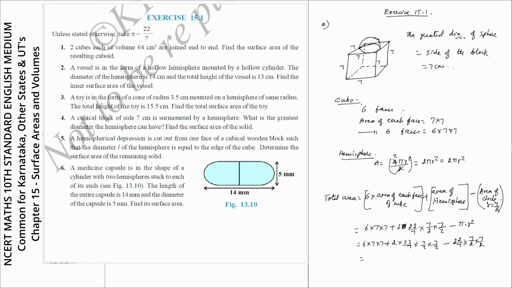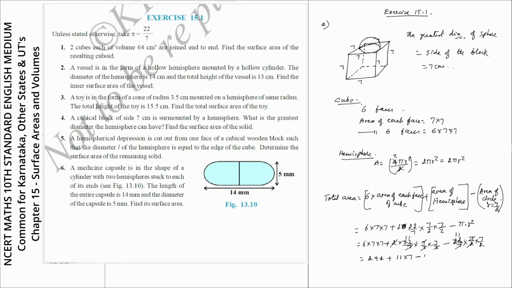Now this is equal to 6 into 7 into 7, you will get 294. Okay, plus here 7 7 will get cancelled, 2 2 will get cancelled, 2 11s are 22. Now here 7 7 will get cancelled, 2 1s are 2, 2 11s are 22.